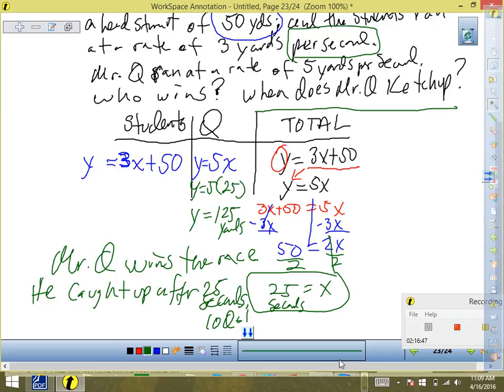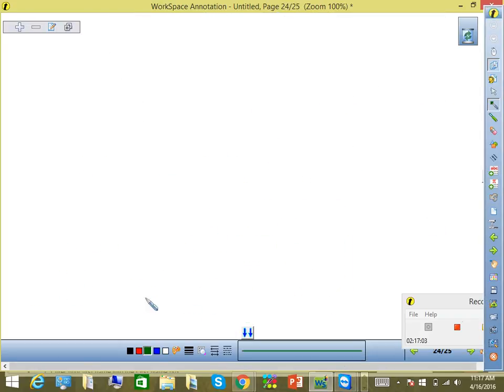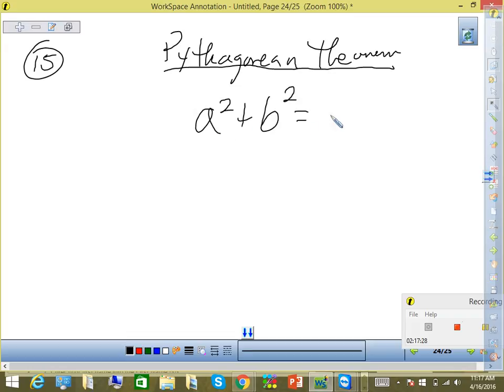All right. So let's go to the last portion. Here we go. What number are we on? 15. Write down the Pythagorean theorem. Okay, we're not going to go through the proof. We already did that in class, but we are going to write the formula. A squared plus B squared equals C squared. Okay?